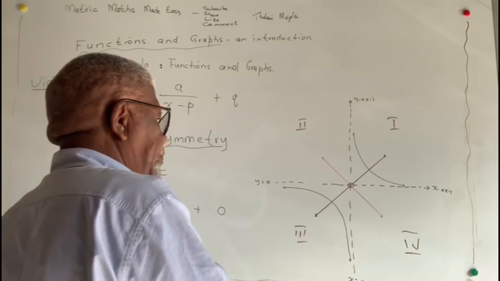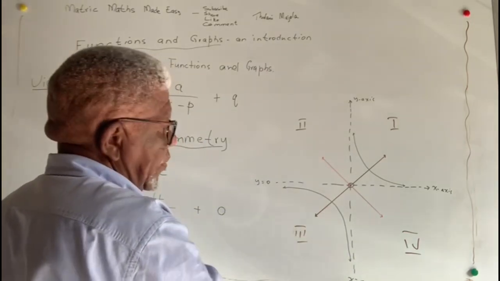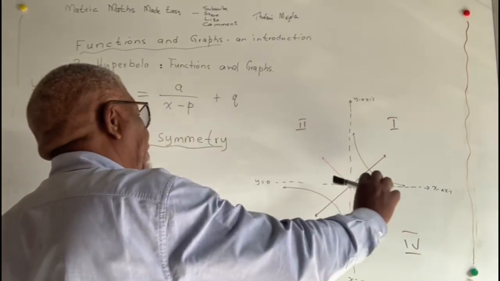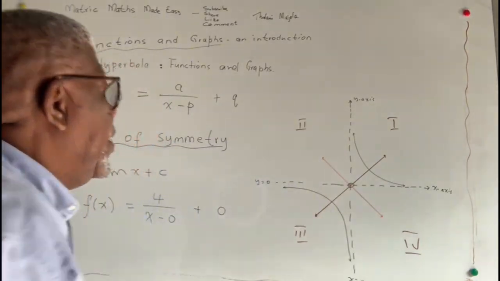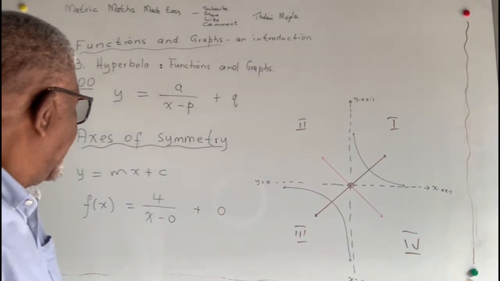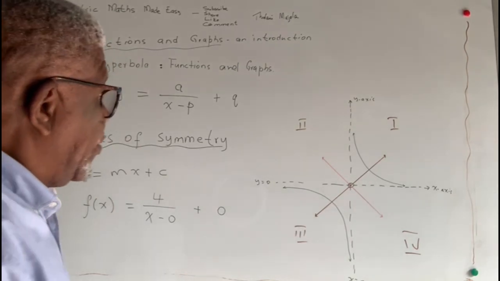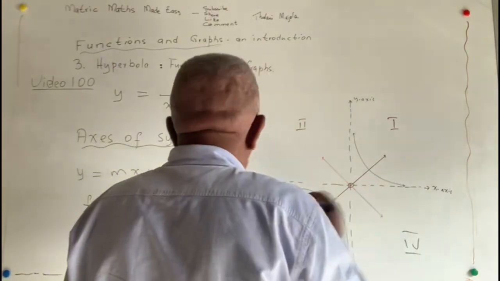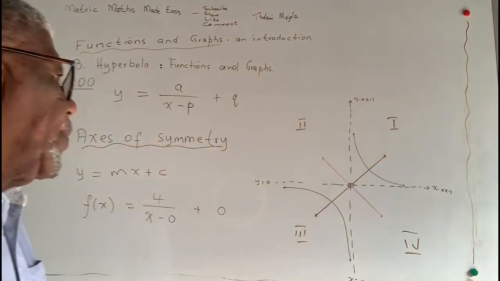So you've got your vertical asymptote when p equals 0, which is the same as when x equals 0. And then you've got your horizontal asymptote when y equals q, and y equals 0. So when f of x is equal to 4 over x, where p and q are 0, your graph is in the first and the third quadrant.